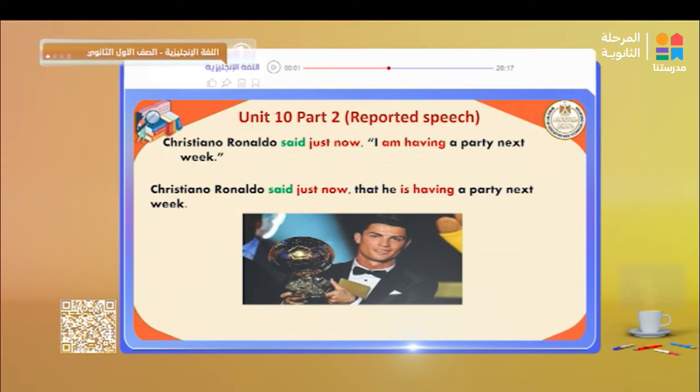Why didn't we change the tense here? Because it is something which is just said. "Just now," this is the key which makes us not change the verb. So I'm having, he is having. It's in the present continuous and we don't change it into the past.